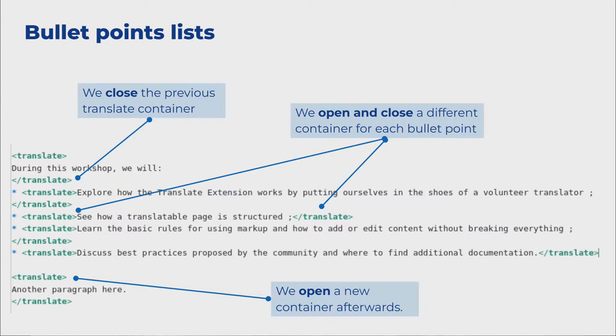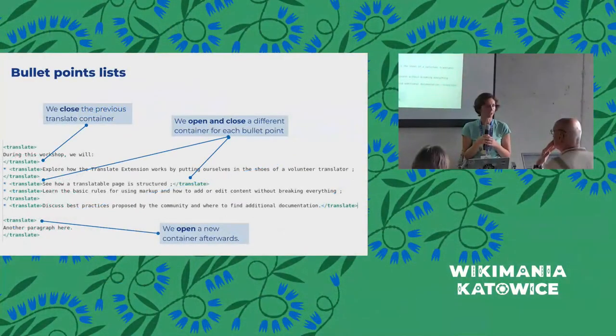We're going to do that by wrapping each of the points of the bullet list in its own translate tag. An important thing is that because we probably opened one before for the paragraphs that were before the list, we're first going to need to close the previous container. So, okay, this is one part. And then we're going to open a new translate tag for each point of the bullet point list and then close it at the end. And we usually do not wrap the actual bullet point inside the translate tag. I'm actually not really sure why, but yeah, that's the way we're doing it. So we're keeping the bullet outside of the translate.